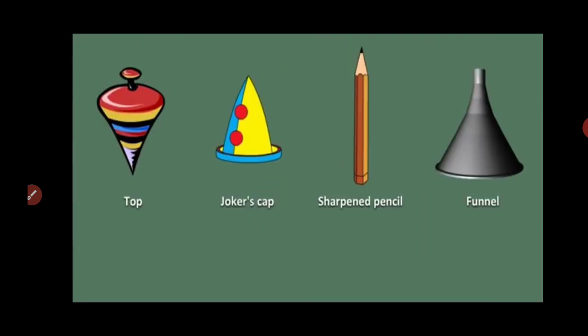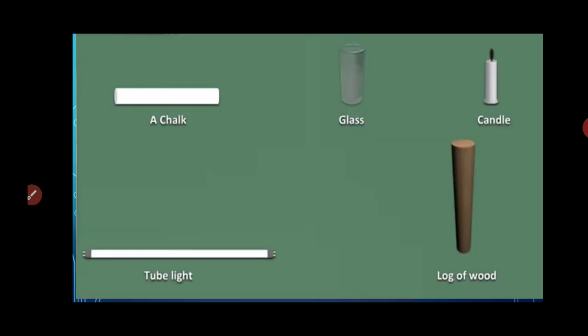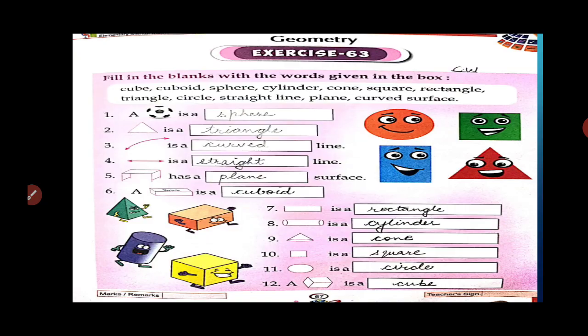Yes, this is an example of a cone, right? Joker's cap, sharpened pencil, a funnel. These are examples of a cone. Moving on, this is an example of a sphere, children, right? A football and a globe, a cricket ball, an orange. Yeah, these are examples of a sphere. And the last, these are all examples of a cylinder. You can see this all around yourself, right? A chalk, a tube light, a glass, a candle, all these are examples of a cylinder. So now let's come to the classwork.